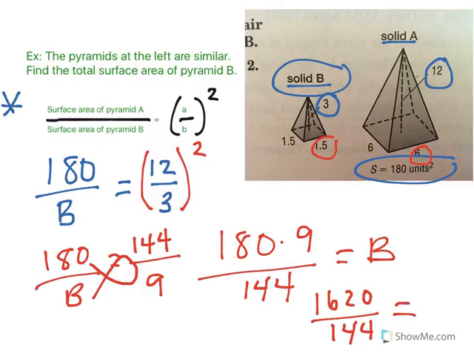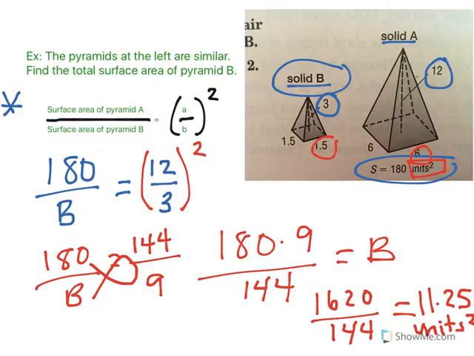When we do that, we're going to get 11 and 25 hundredths. And because we're solving for surface area, we don't really know what the units are, it's kind of an unknown. That's why we put units there. And then it's the second power.